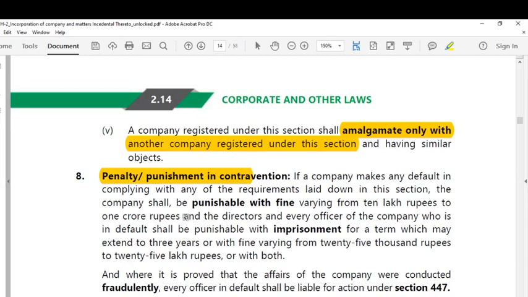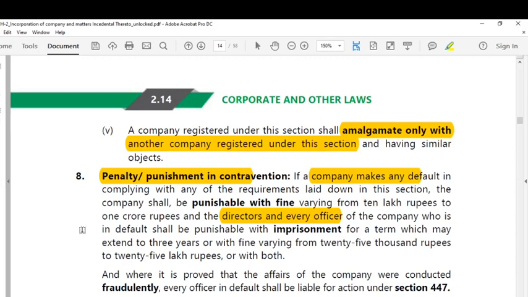There is a different punishment for the company and for the directors and every officer. What is the punishment for the company and what is the punishment for the directors and every officer? See here, if the company makes any default, it is punishable with fine only. Only a fine will be given. So the fine will be from 10 lakh rupees to 1 crore rupees on the company.